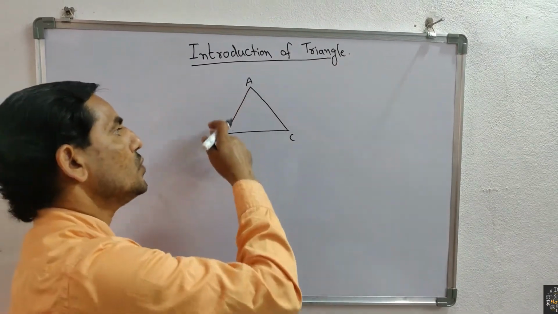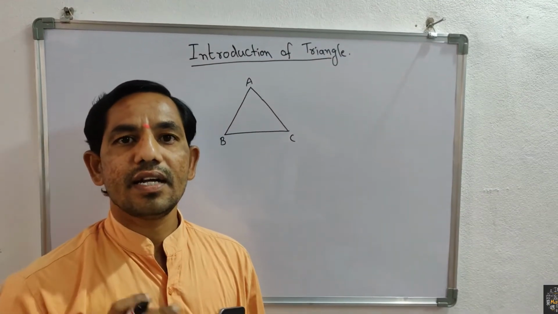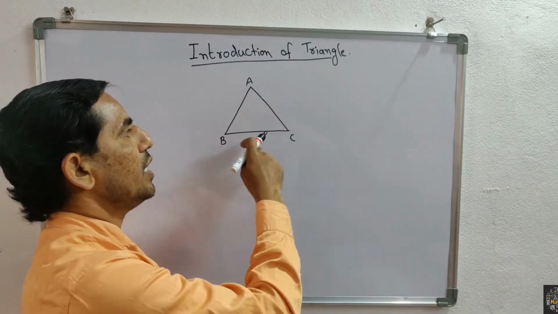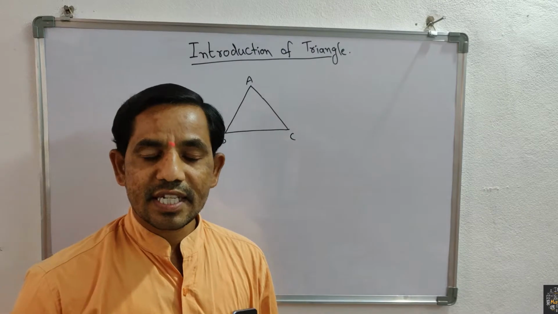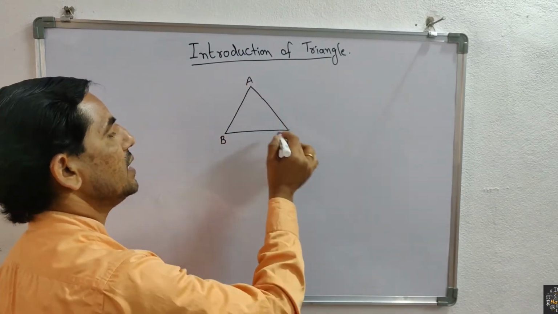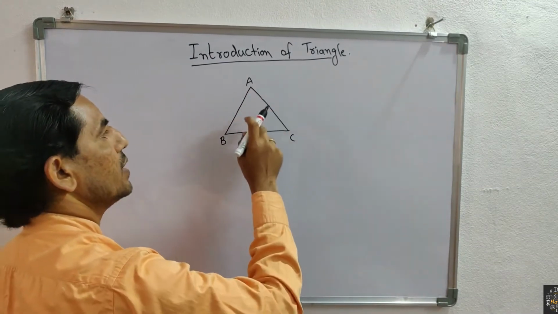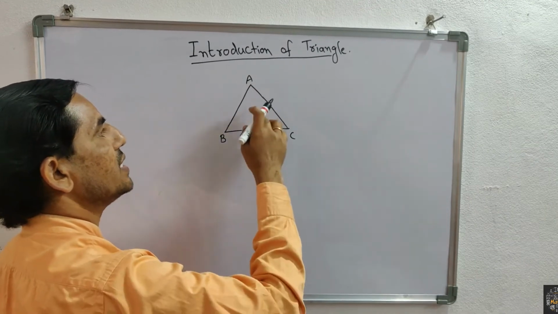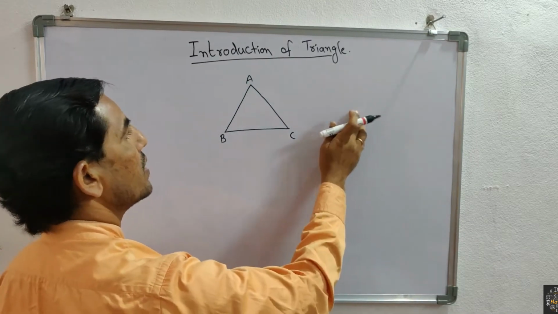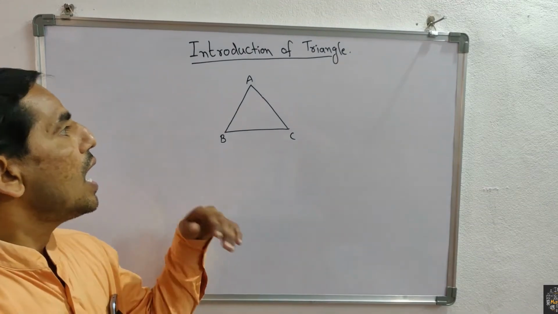First of all, the definition of the triangle. A closed figure bounded with three line segments is called a triangle. Once again I will repeat: a closed figure bounded with three line segments is called a triangle. This is triangle ABC. It is a completely closed figure. Triangle divides the plane into three parts: this is the external part, this is the internal part, and the boundary part, or on the part.